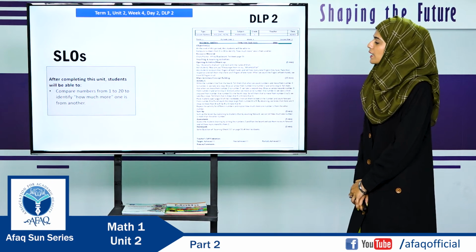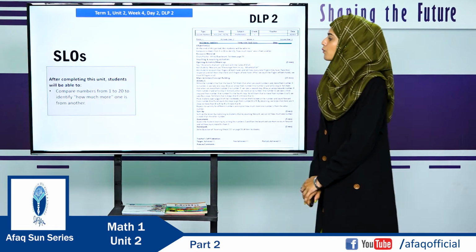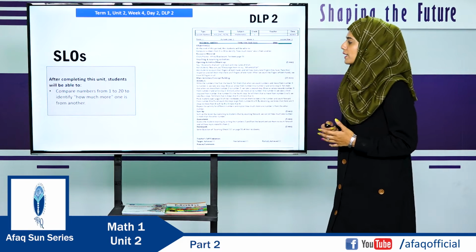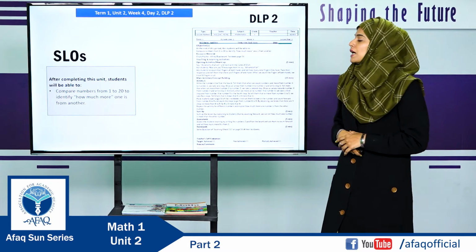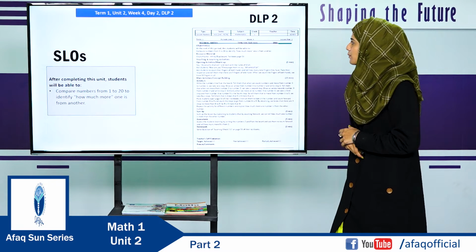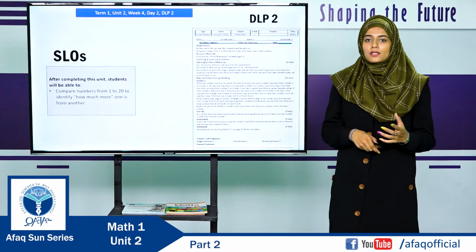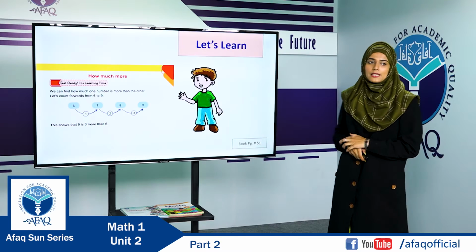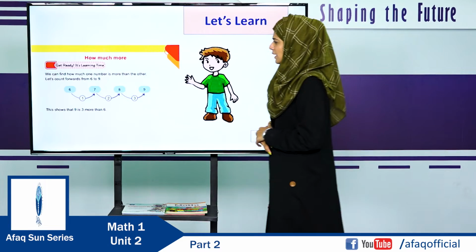In this SLO, we are going to compare numbers from 1 to 20 to identify how much more one is from another. To cover this, the methodology has been given in DLP 2, which falls in term 1, unit 2, week 4 of day 2. On page number 51, here is a question.